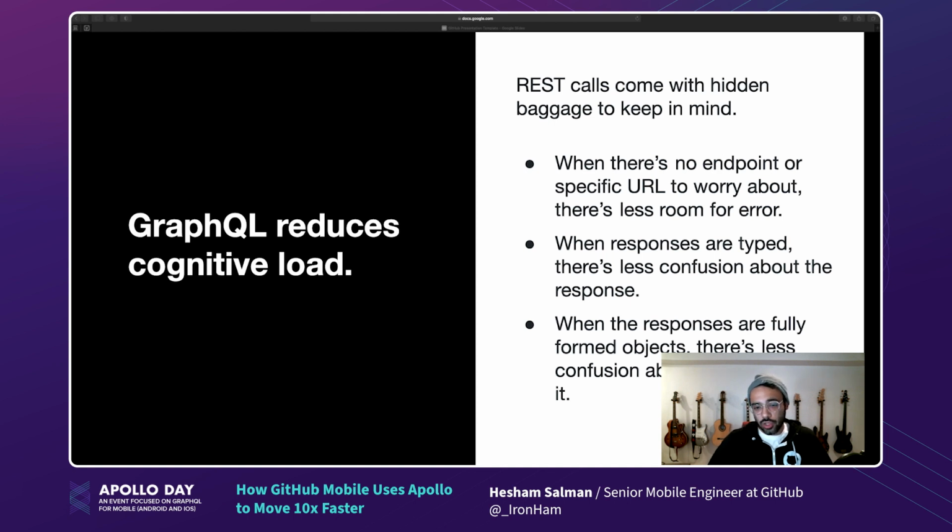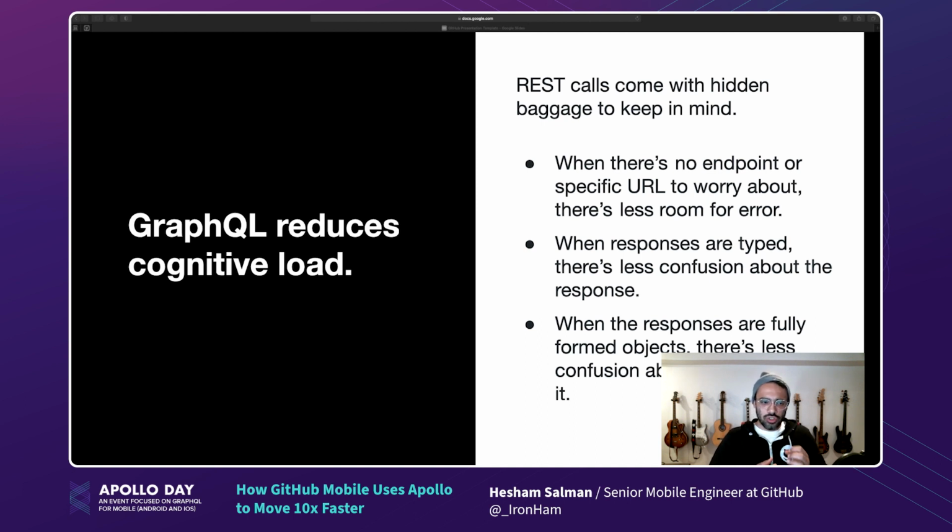GraphQL reduces cognitive load. This is something that I didn't really understand or realize until I spent a good long while using GraphQL. When making a REST call, there are just so many things to keep in mind. What endpoint am I hitting? Is the response going to be an array or is it a dictionary? What types do I cast this response to, and how do I even parse this thing? Did I spell my keys correctly? And are there any special content types or accept headers that I need to be worried about?